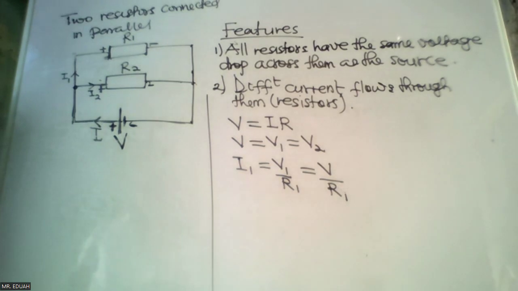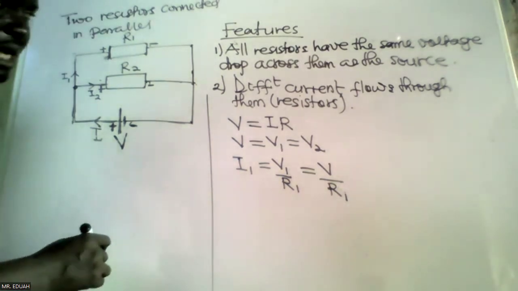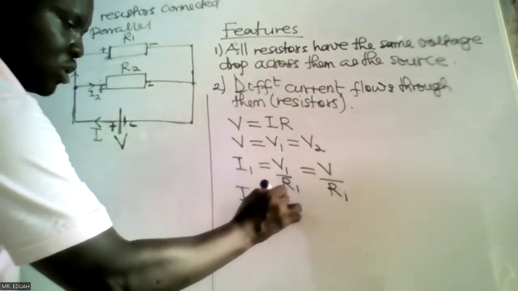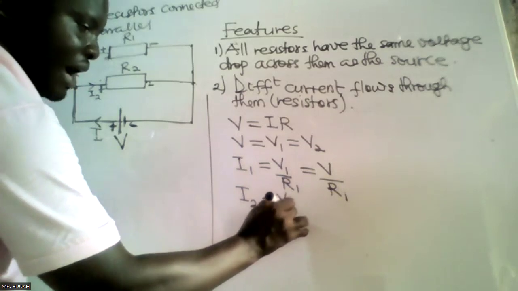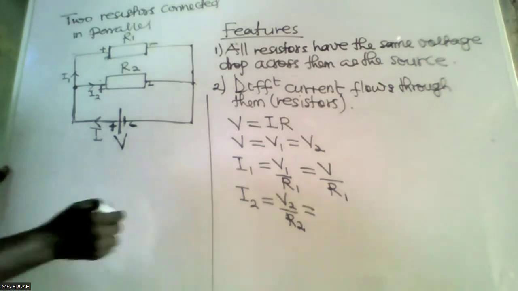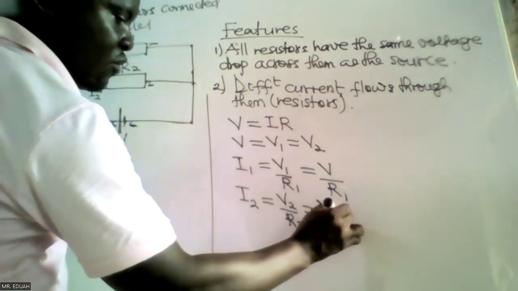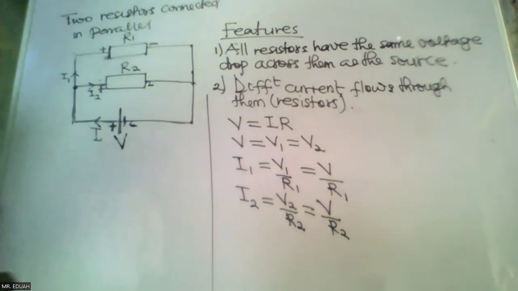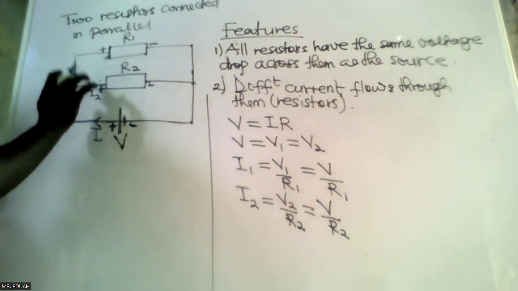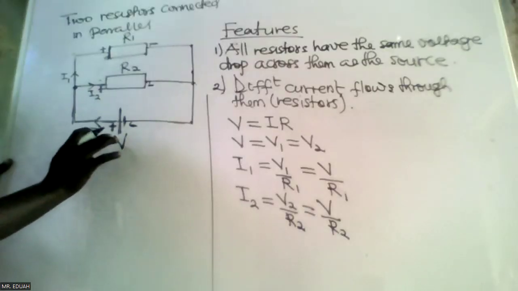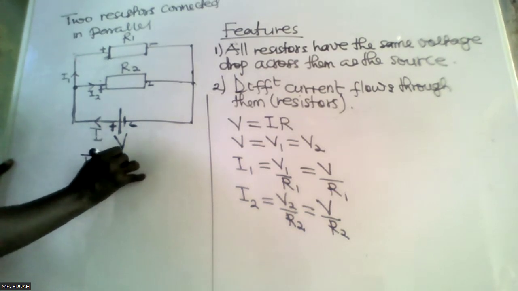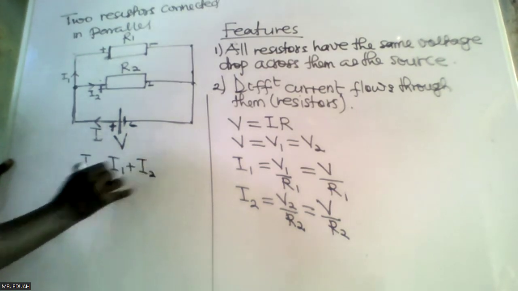If I need the current flowing through resistor 2, I2 must be equal to V2 over R2. V2 is equal to the source voltage, V. So V over R2. The divided currents, I1 and I2, must sum up to the source current. So I is equal to I1 plus I2.